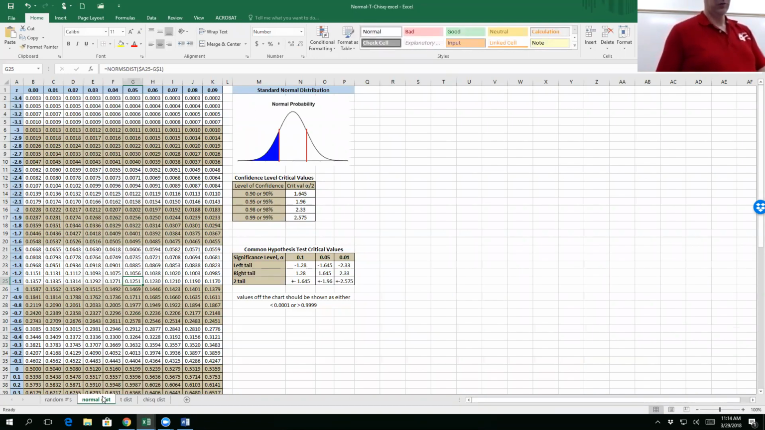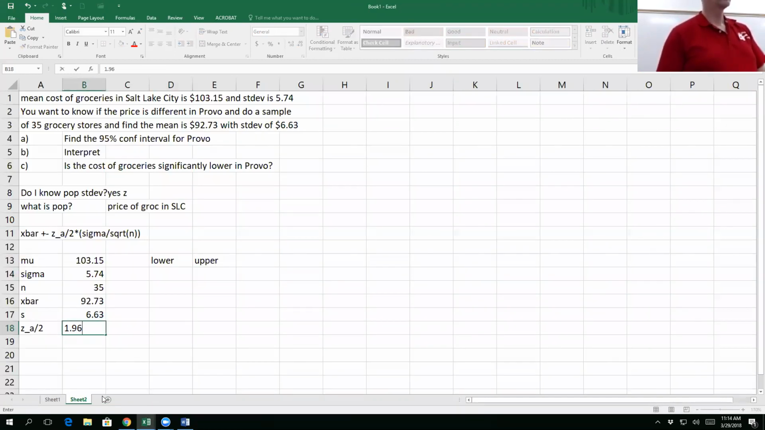1.96. Okay. I'm going to let Hannah finish this off. Equals, which is 2.73 minus, which is 1.96 times parenthesis 6.63 divided by square root of 35. Okay.